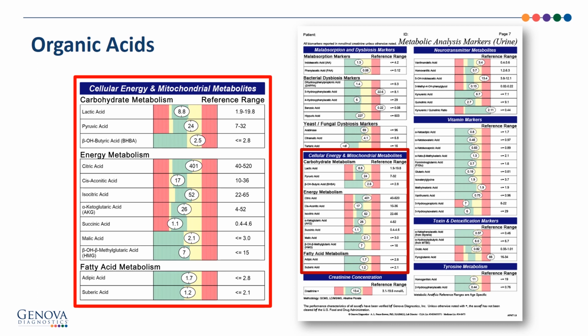Let's look at the cellular energy and mitochondrial metabolites. And I touched on these earlier with the Krebs cycle. So we have carbohydrate metabolism, energy metabolism, fatty acid metabolism, all the various organic acids involved in the Krebs cycle and the production of energy in the mitochondria.